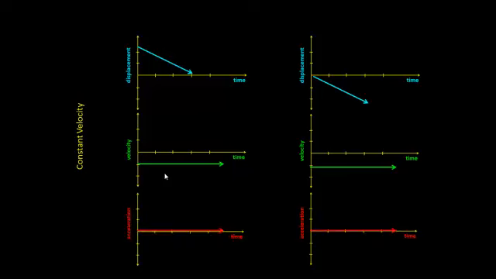And again, both the acceleration versus time graphs would be 0. The cars are not accelerating. They're moving off at constant velocity.